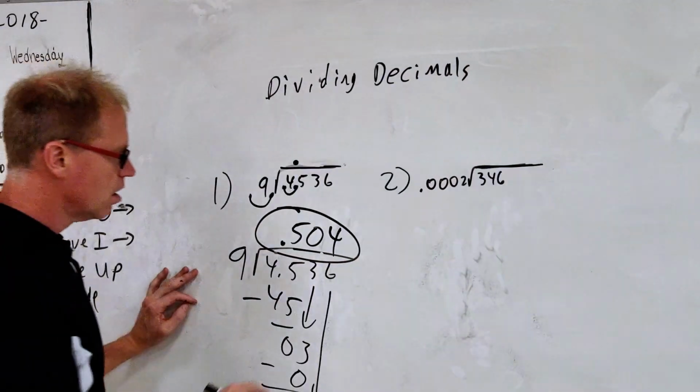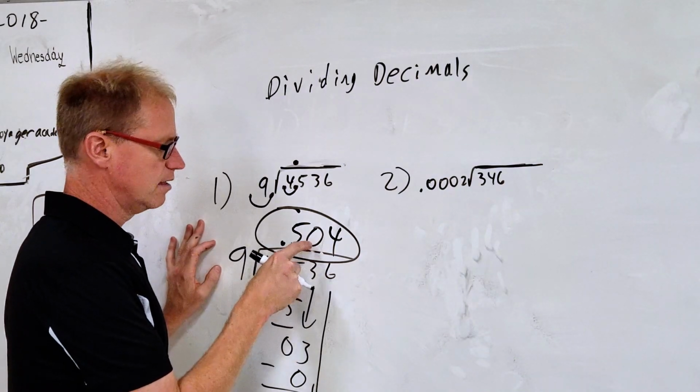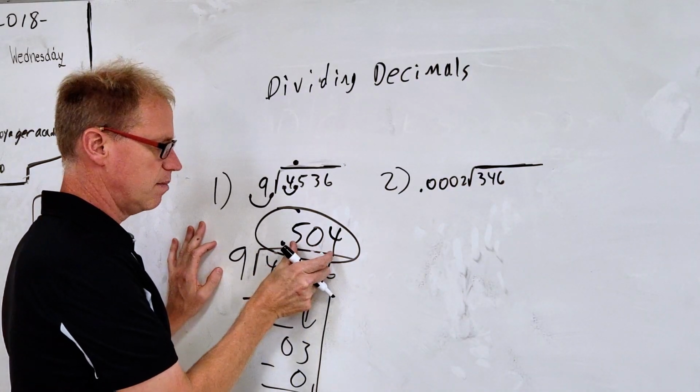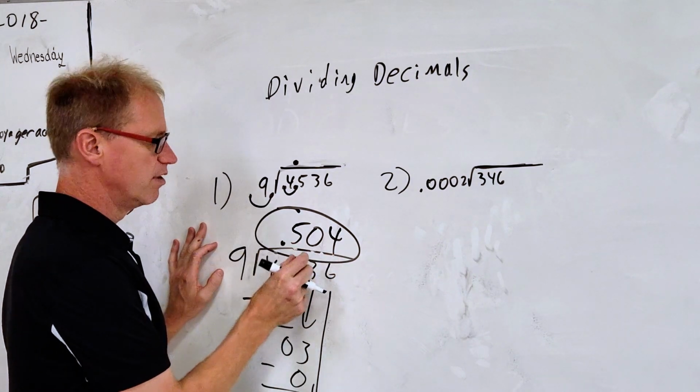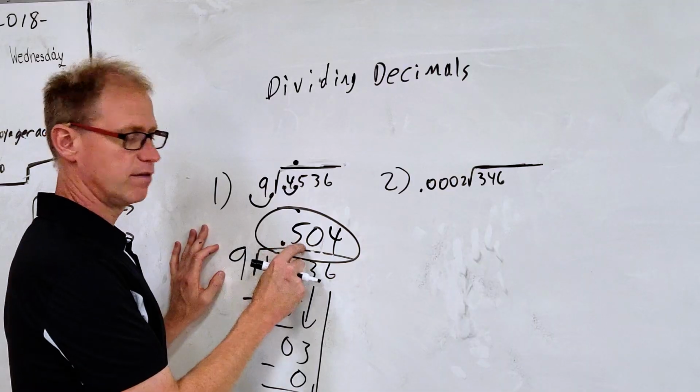0.504. Now, you may be wanting to get rid of that 0. We talked about that the other day in class. You can't get rid of the 0 because it's in between two numbers. If it's in between two numbers or in between a number and a decimal, you can't get rid of it. So you got to keep it as 0.504.